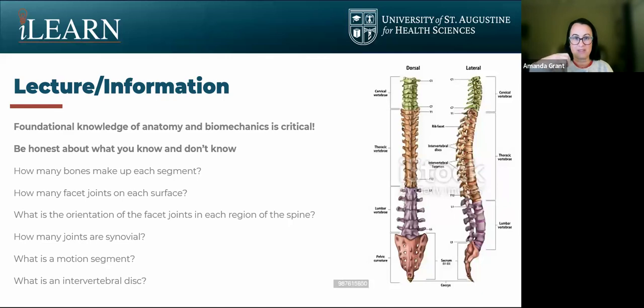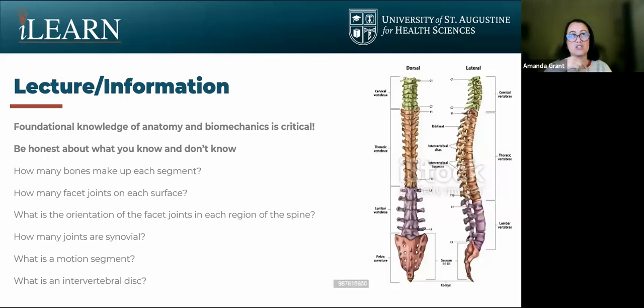Humans are made with the same insides in terms of anatomy and how they're built. For the most part, we do have some unique differences, but in general. So you should understand how many bones make up each segment, how many facet joints on each surface, and what the orientation of the facet joints is in each region of the spine. Why is it different? How does the difference in facet orientation contribute to the differences in available movement? How many of those joints are synovial? Why does that matter? Answering the question of what is a motion segment, right?